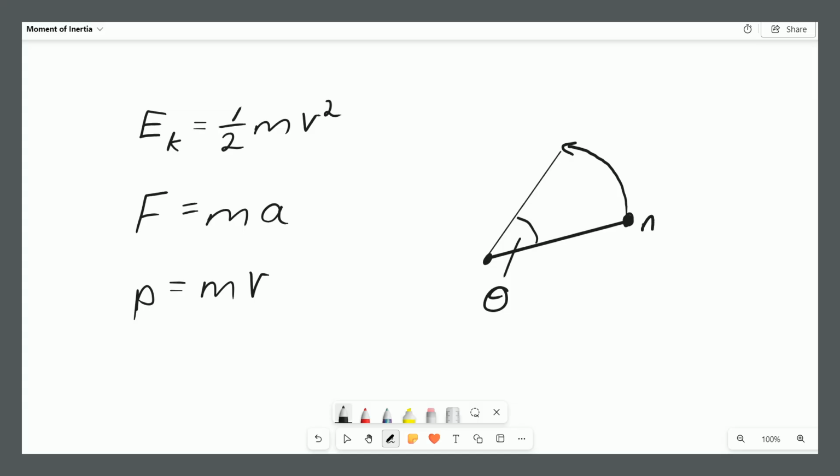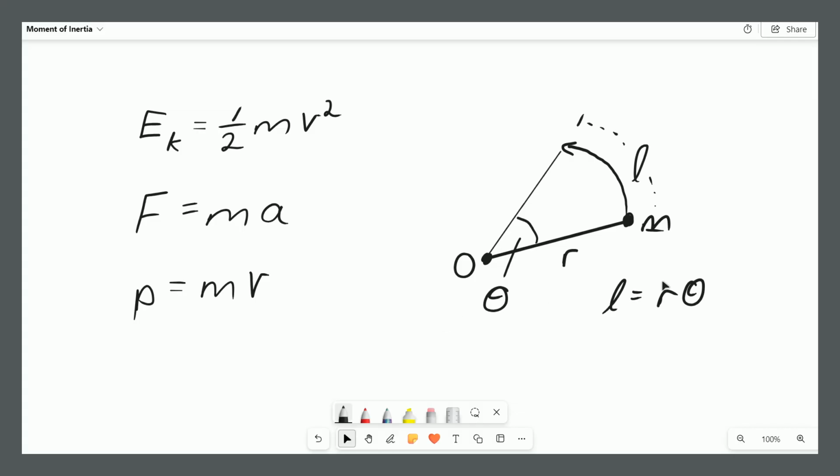Let's say we have some point mass over here, and it's rotating around some point, which we will call the origin. And let's say it rotates by an angle of theta, and theta is measured in radians, and it maintains a distance of r from the origin. Well, then it covers a certain path, okay? And the length of that path, L, is equal to r multiplied by theta.